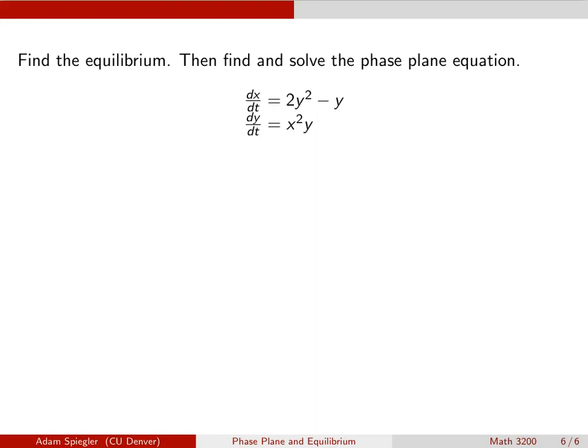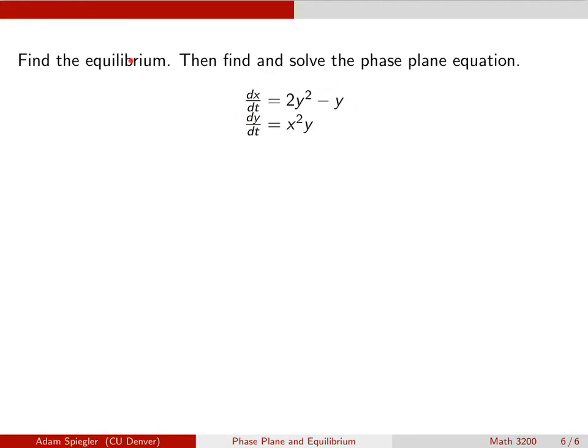For this video, we are going to take a look at another example of a system of differential equations. We have dx/dt is 2y squared minus y, dy/dt is x squared y. So we got our x's and our y's all scrambled up between these two differential equations, but this is an autonomous system. There's no dependence on time for either of these equations.